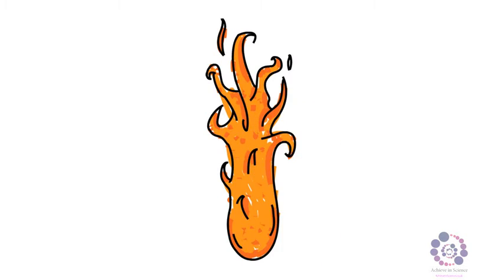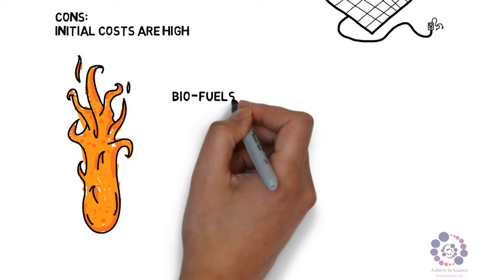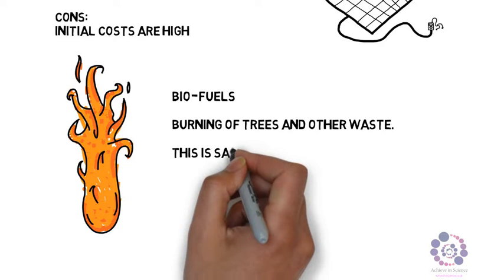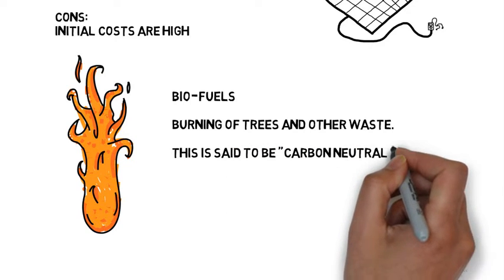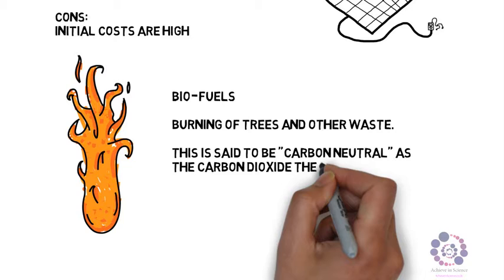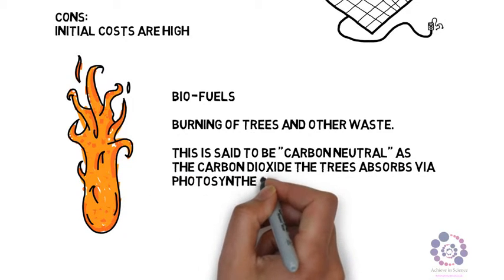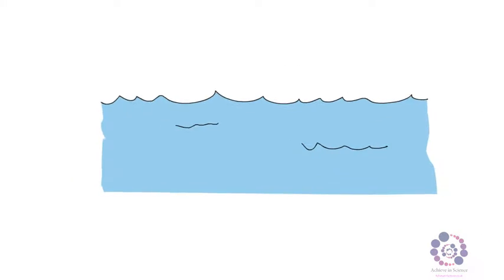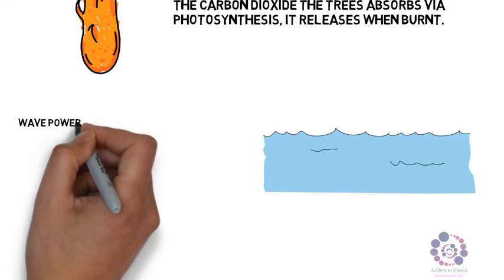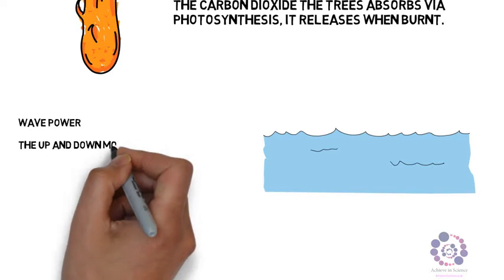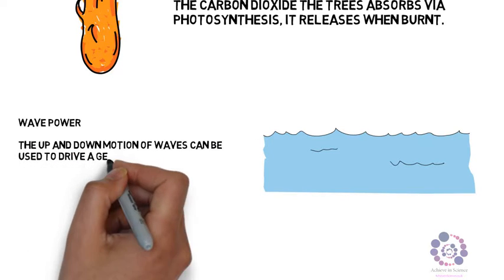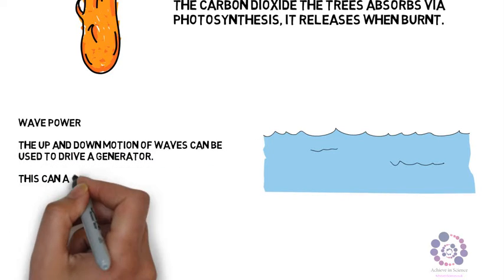Next we have biofuels. This is the burning of trees and other waste. This can be said to be carbon neutral, as the carbon dioxide the trees absorb via photosynthesis is then released via combustion, i.e. when the trees are burnt. Next we have wave power. The up and down motion of waves can be used to drive a generator. This can though affect aquatic life. It can be hazardous to boats and cause visual pollution.